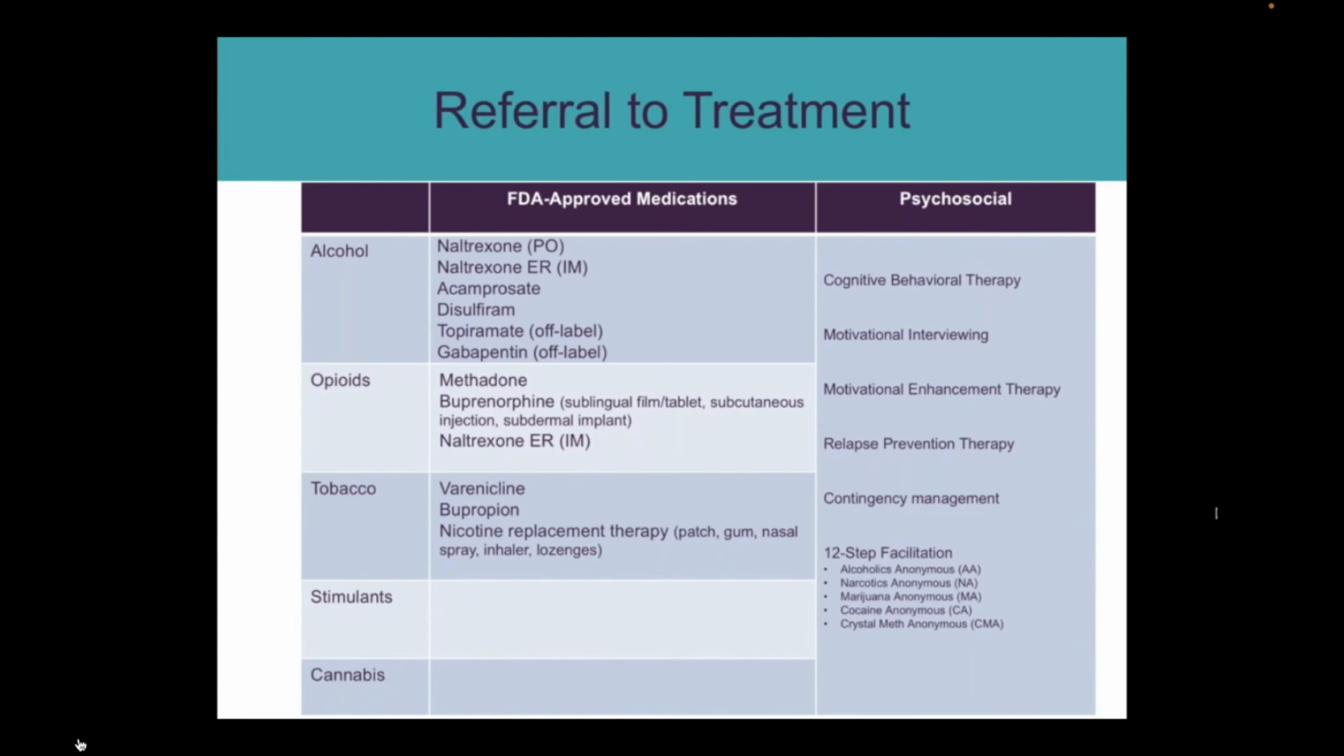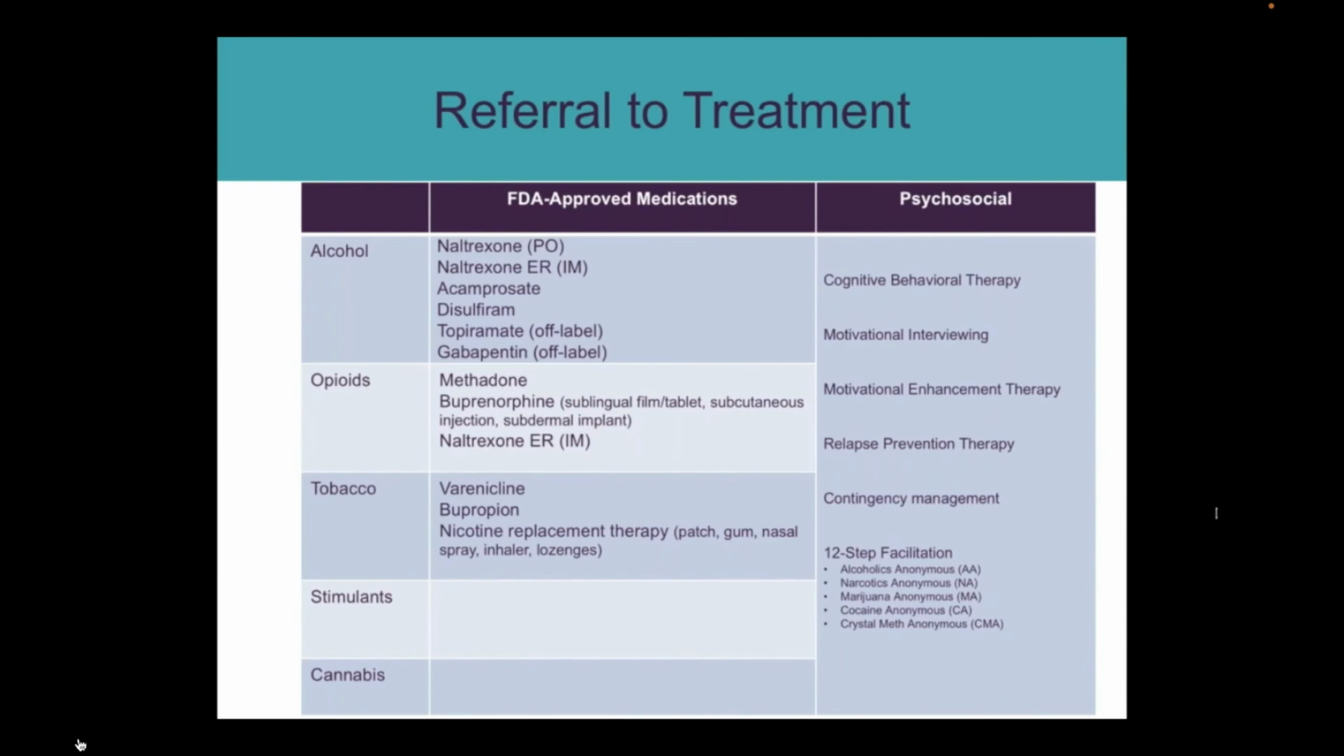So in considering referral resources, it can be helpful to keep treatment options in mind. These will be discussed later, but there are FDA-approved medications for alcohol, opioids, and tobacco use disorders. Most psychological treatments have been shown beneficial for substance use disorders, but pharmacologic treatment should be strongly considered and encouraged for opioid use disorder, given the risk of relapse, overdose, and infectious disease. So here I've just listed the FDA-approved medications for alcohol, opioids, and tobacco, and a list of the psychosocial interventions.